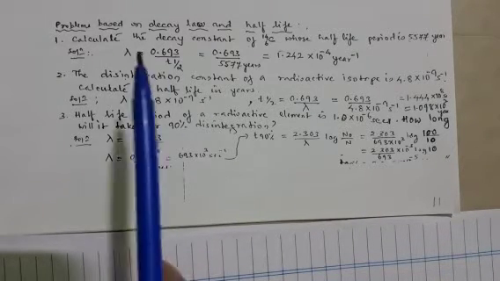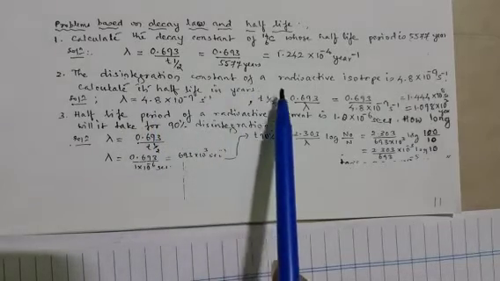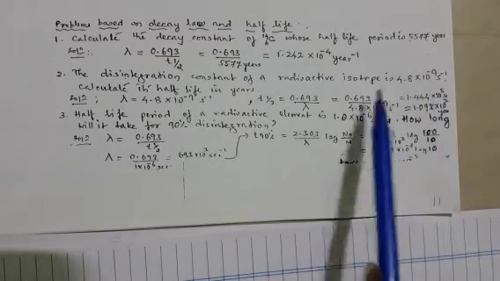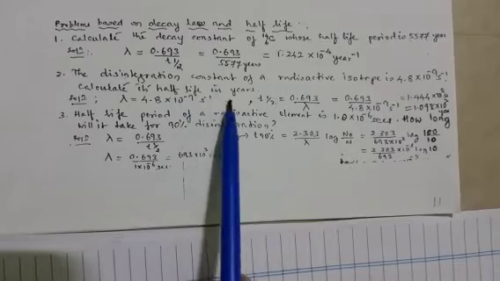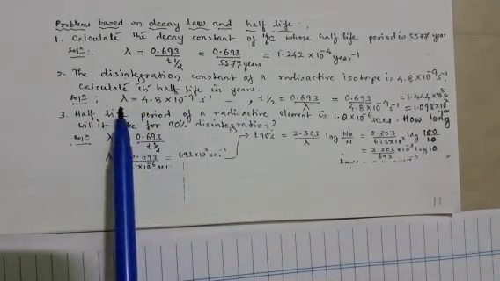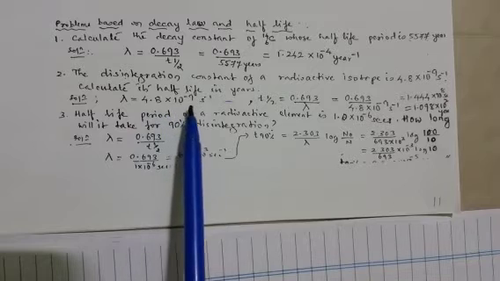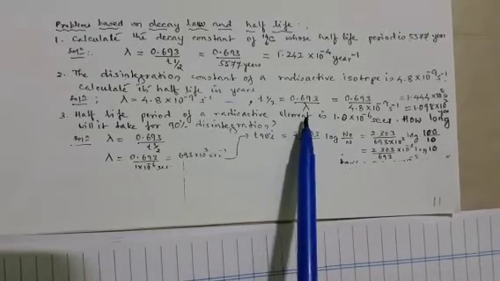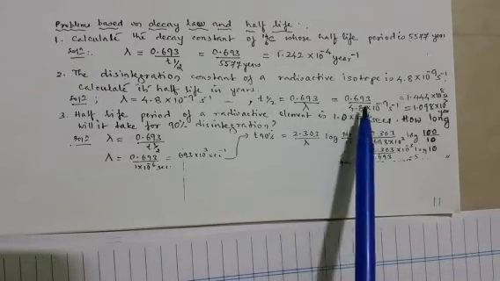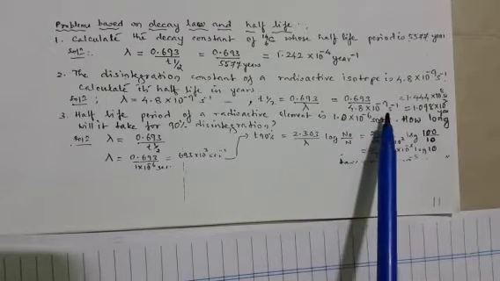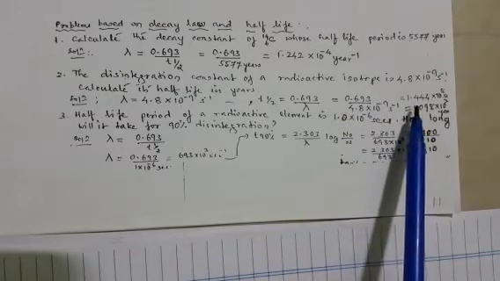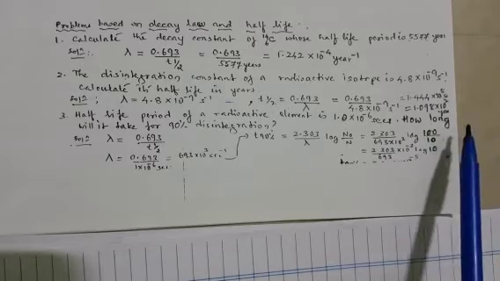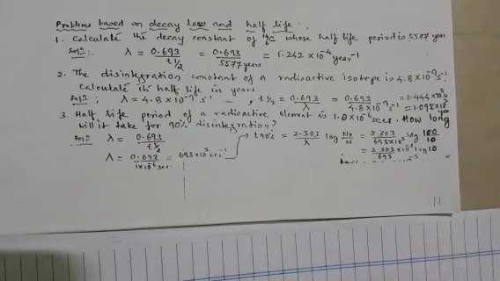In the next problem, the disintegration constant of a radioactive isotope is 4.8 into 10 power minus 9 per second. We have to calculate the half-life in years. Lambda is equal to 4.8 into 10 power minus 9 per second. We know that t half is equal to 0.693 divided by lambda, which is 0.693 divided by 4.8 into 10 power minus 9 per second. If we calculate, you will get 1.44 into 10 power 8 seconds. If you convert it into years, that is 1.098 into 10 power 2 years.